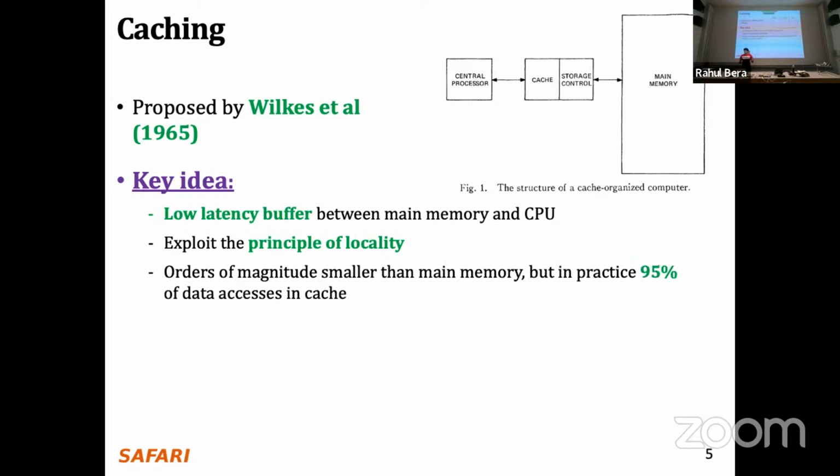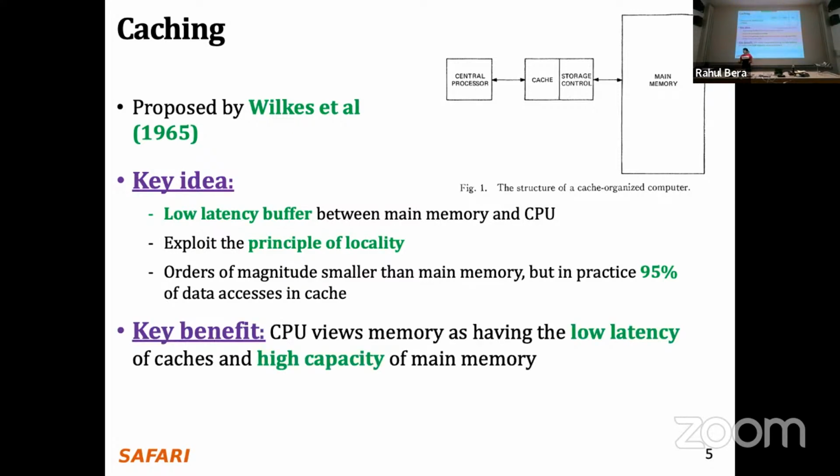While caches are orders of magnitude smaller than main memory, for example, cache is somewhere between 16 to 64 kilobytes, and main memory is in the order of gigabytes, in practice, 95% of data accesses are still in cache itself. So even though there is a huge size disparity, we are still able to save a majority of accesses to main memory.